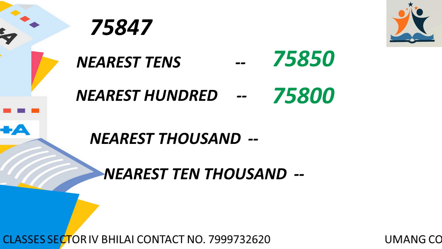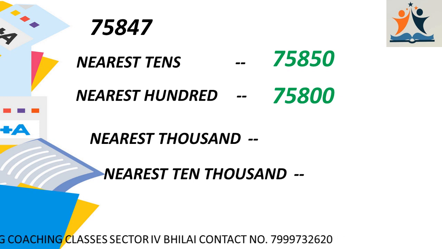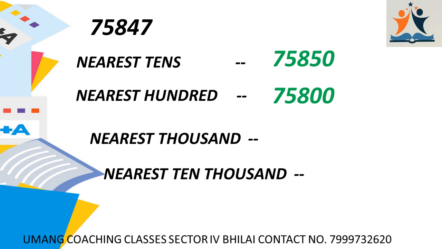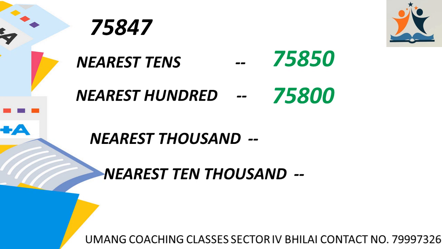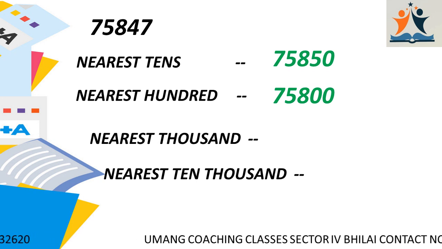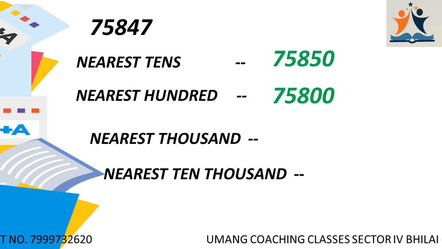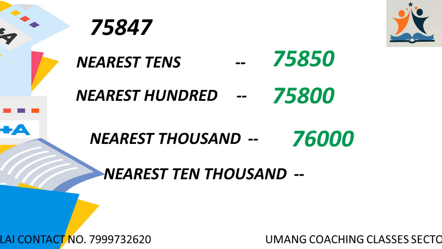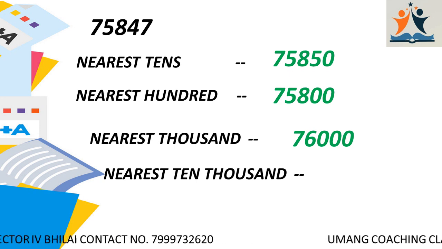Next is nearest 1000. For nearest 1000, what we do? We see the hundred, tens and ones place. If it contains a number from 1 to 499, then we take before 1000. And if it is from 500 to 999, then we take after 1000. In this case, we have 847. So we'll take after 1000. That will be 76,000.